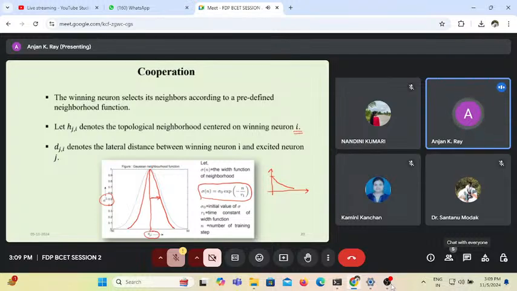It's like us: as we get more and more mature, our close circle becomes narrower. The same principle is observed here in the network: as the neurons get more and more samples, meaning the neurons get more mature, the neighborhood becomes narrower.